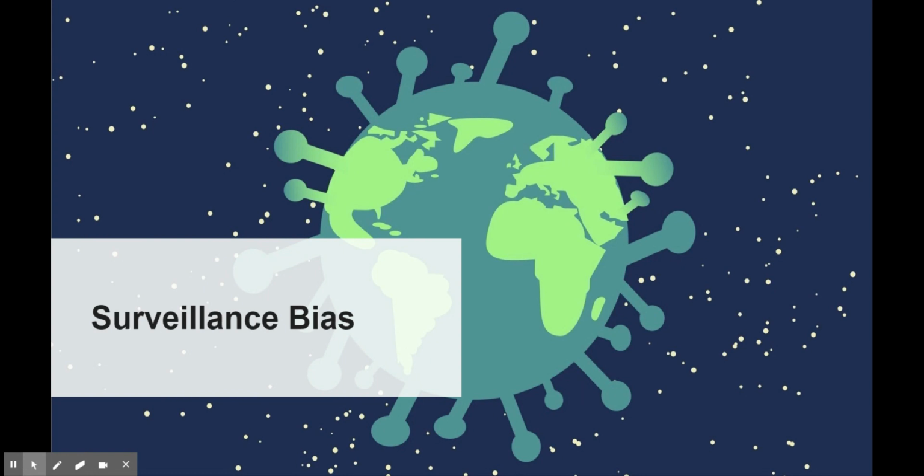We stopped last time at this concept of surveillance bias. We had been talking about basically the epidemiology tools that are available to us to count the number of cases of disease. So we come up with a case definition. We say this is a set of criteria that need to be met in order for someone to be counted as a case or not.